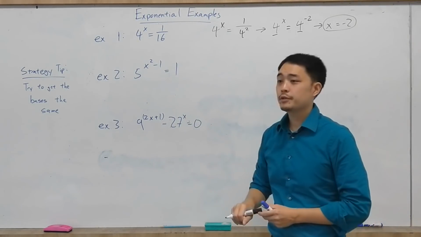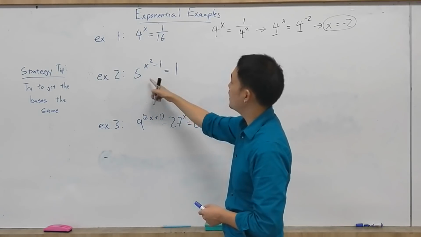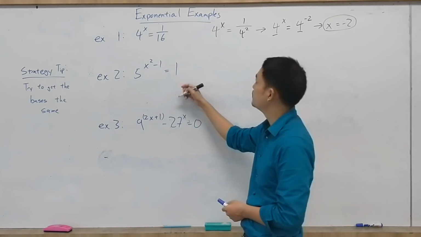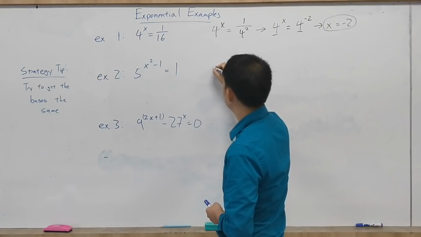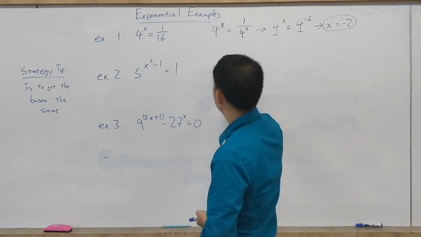All right, same thing for this guy. Well, let's try and get these bases the same. So we have a base of 5 here. Can we get a base of 5 here? Absolutely we can, because we can say that 5 to the power 0 equals 1. Any number to the power 0 equals 1.